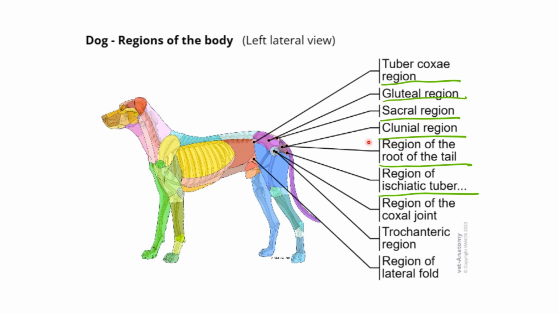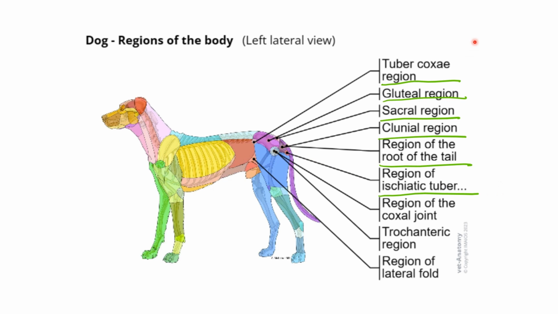Then we have the cluneal region, which I have not talked about, but it's the region of the buttocks, basically, which is right here. So we have the gluteal region and then a smaller region, like that second or middle child that nobody really pays much attention to because we have the glutes, right? But it's basically the same. Then again, we have the region of the root of the tail right here where the tail attaches. Then we have the region of the ischiatic tuber, again, right here.